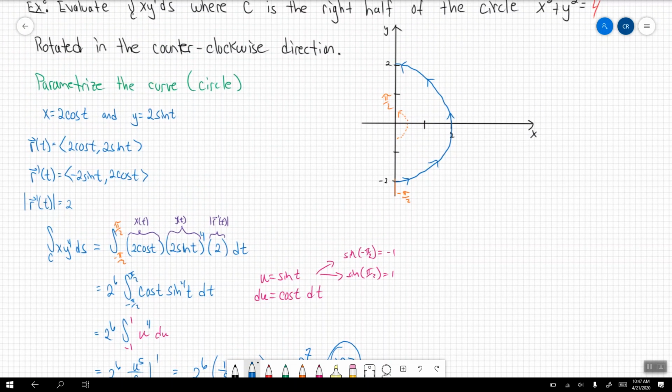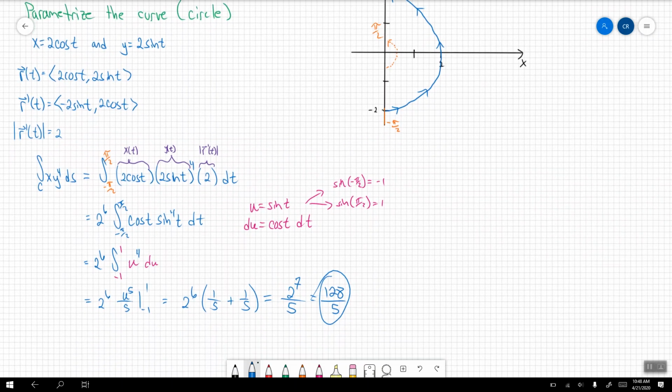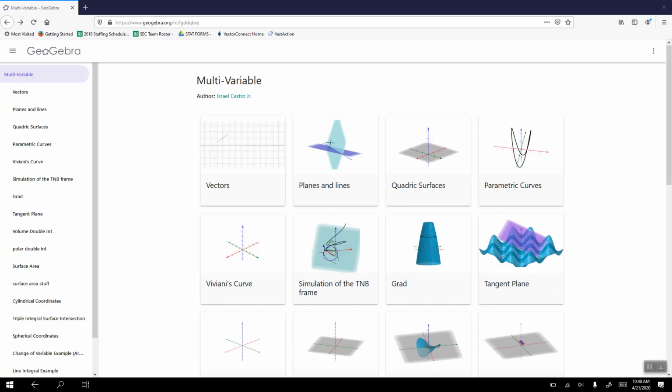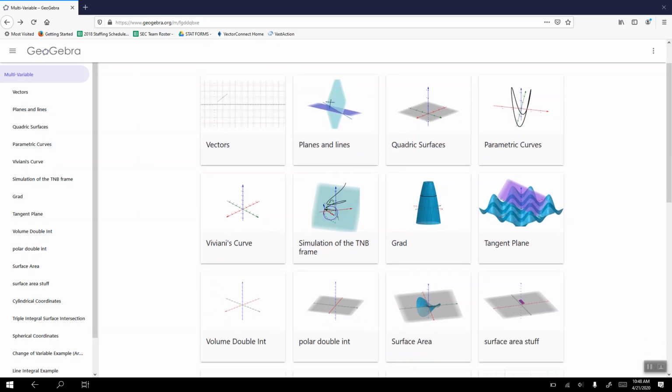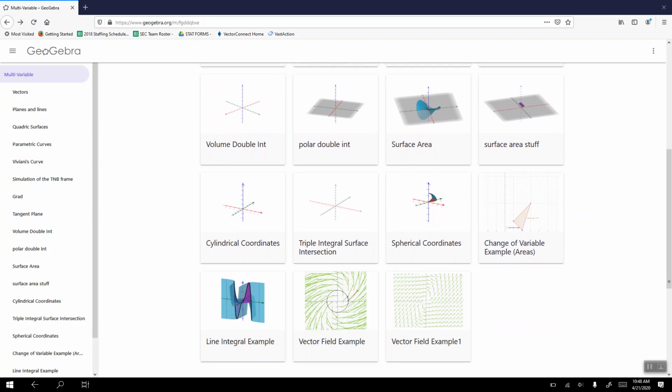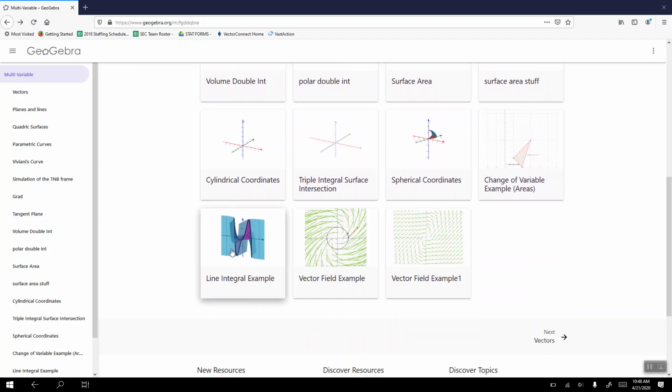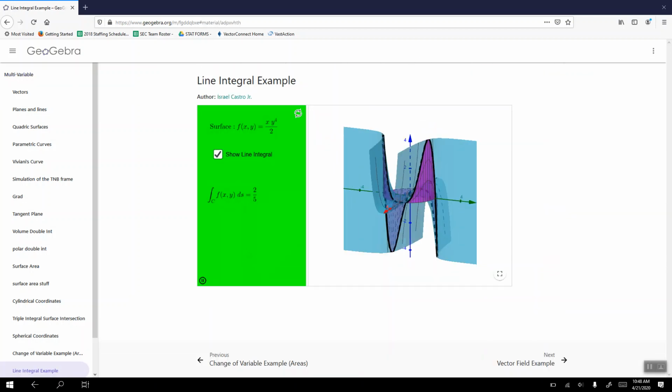Now, some of you guys might be thinking, well, what does this line integral really tell me? Well, let's go ahead and get that visualization going on GeoGebra. So follow me along to the GeoGebra classroom. All right, here we are. I'm going to go down here to this line integral example and click on that. And here's the line integral example.